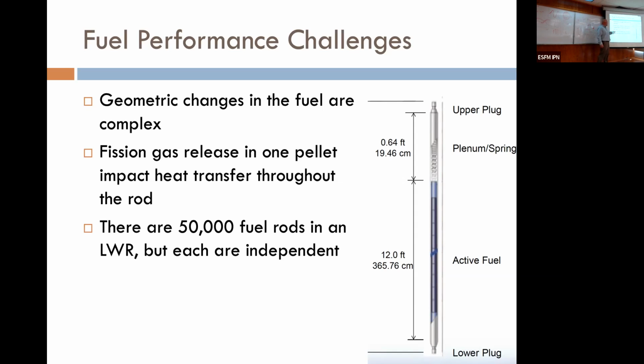But every fuel pin is completely independent. There are 50,000 fuel pins, and pin 1 doesn't care at all about pin 2. So unlike the neutronics, where the neutrons will go from fuel to fuel to fuel, once you've identified a fuel rod, it's completely independent. So you could do 50,000 completely independent calculations if you wanted to know what was happening in every single fuel rod.